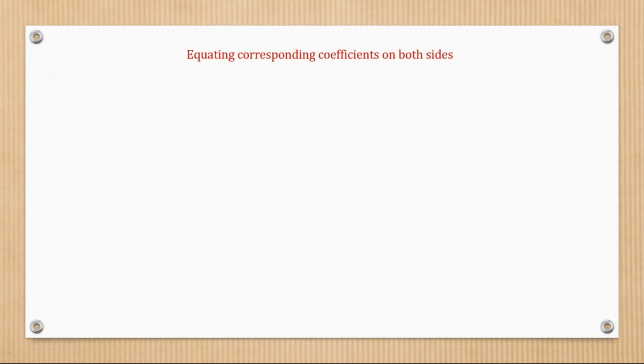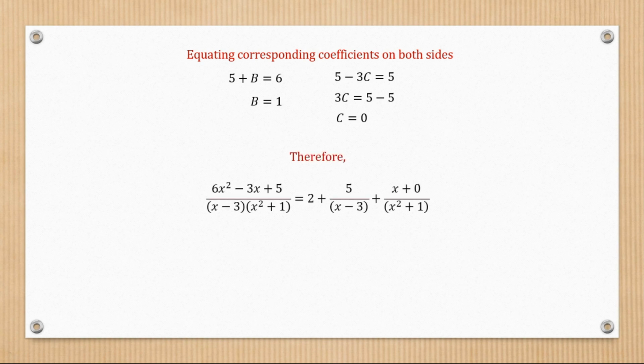So now we can compare the corresponding coefficients, and we can see that we'll have 5 plus b being equal to 6. Then from there we can see that b is equal to 1. And then you can also see that 5 minus 3c is equal to 5. So 3c is equal to 5 minus 5, of which c shall be equal to 0. So therefore, this is what we have.